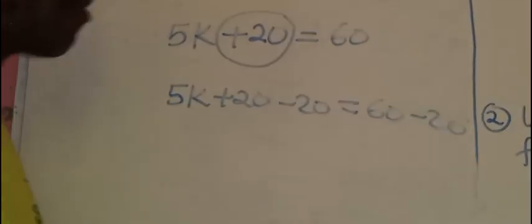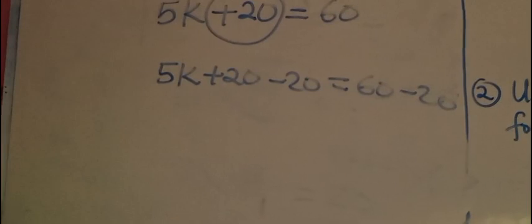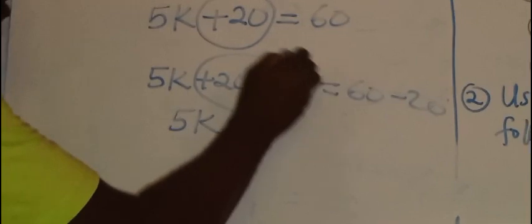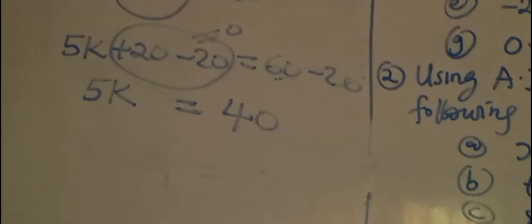That one will neutralize this 20 and knock it off. Is that clear? What is the additive inverse of plus 20? Minus 20. So that will be 5k plus 20, then minus 20, then 60 minus 20. Because whatever thing you do to this side, you must do to the other side. So we have 5k left because this one is neutralized, has come to 0, so it doesn't exist again. Plus 20 minus 20 has disappeared. So what do we have here? What is 60 minus 20? 40. So we have eliminated that.